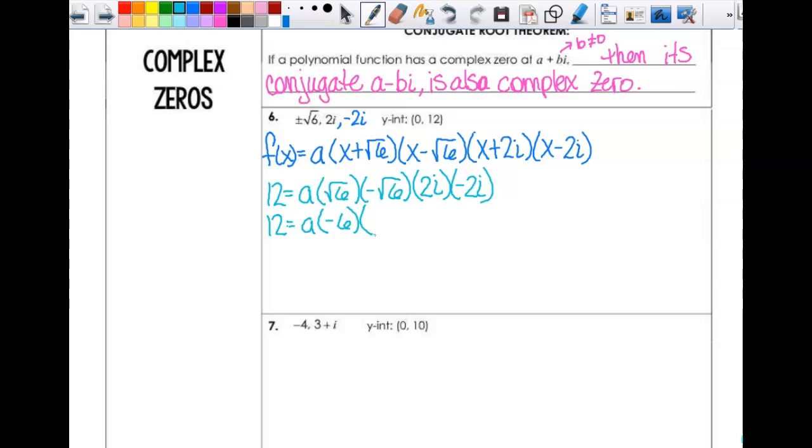Okay, let's talk about 2i times negative 2i. Well, 2 times a negative 2 is a negative 4. We agree with that? What is i times i? It's i squared. Good. So i times i equals i squared. But what does i squared equal? Negative 1, because that's the square root of negative 1 squared, which is negative 1. So this is negative 1. So that means that 12 equals a times negative 24. So a equals negative 1/2.